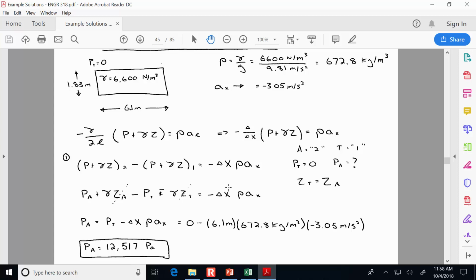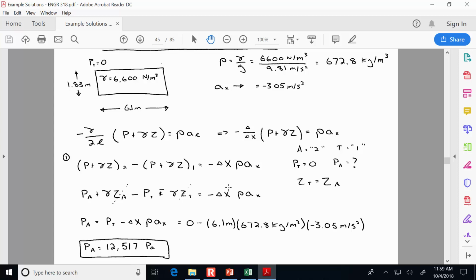All right, so part 1, find P sub A. We want to find out how much is the pressure at A. It's accelerating to the left, so we know that the pressure should be bigger than location T. Starting with Euler's equation, negative delta L of P plus gamma Z is equal to density times acceleration in the L direction. Now, our acceleration is in the x direction. So for acceleration L equals acceleration in the x direction, the way that we're going to translate this is negative delta divided by delta x, pressure plus gamma Z is equal to density times acceleration in x.